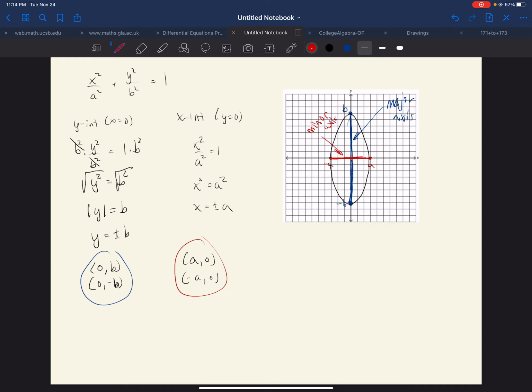But look, by knowing that you go left and right a and up and down b, if you went up b and down b, then how long is that whole red line right there? Well, it's 2b long. And how far is this? If this is a and this is a, then the minor axis should have a length of 2a.